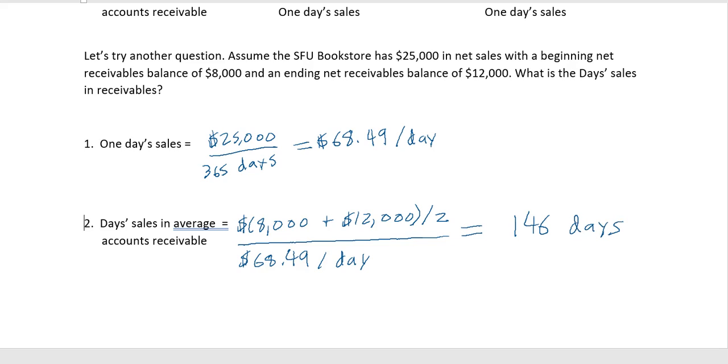What that implies is, on average, it takes you 146 days to collect what you sell. Right? So it's not a great rate. It's something that the bookstore can probably work on, because 146 days is getting close to half the year, and you don't really want that. You want your average to be maybe 1 month or a little bit more than that, but not necessarily this long. So this implies that maybe the bookstore has some things to work on.